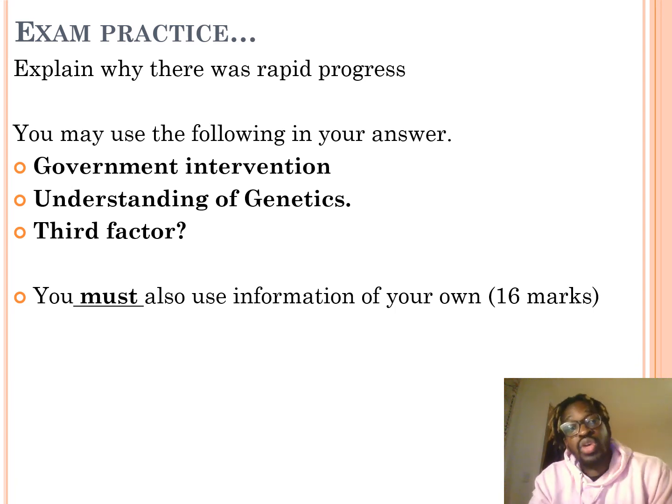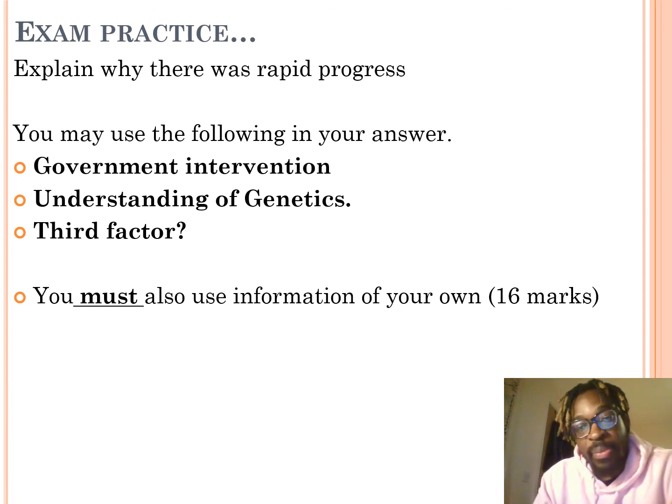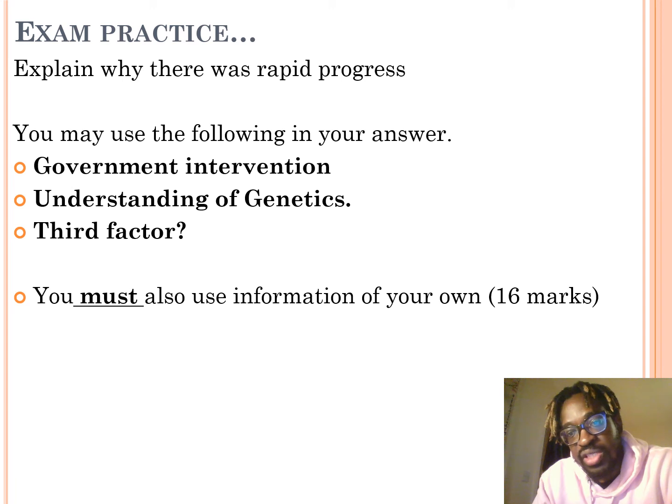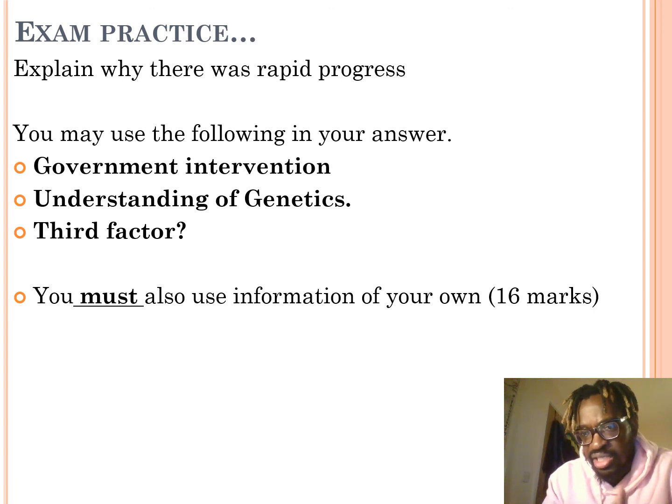And all I want from you is pick a factor, just one PEE paragraph. So explain why there was rapid progress in the prevention of disease between 1900 and the present day. You can either pick government intervention, you can talk about understanding of genetics. Some of you might say, why is understanding of genetics in there when this lesson has nothing to do with genetics? Think about previous lessons. We did it in school when we did DNA and the understanding of genetics, and what did that allow in terms of preventing disease? Clue, think Angelina Jolie. Think about some of the work we did around that. Again, it will be in your books.